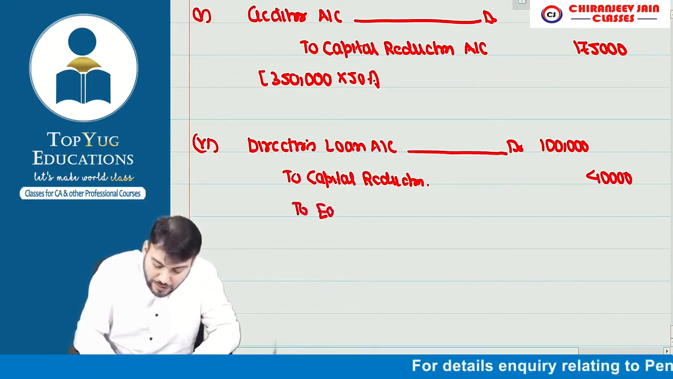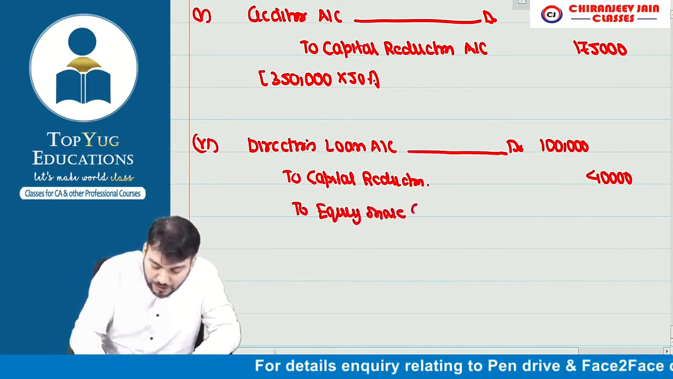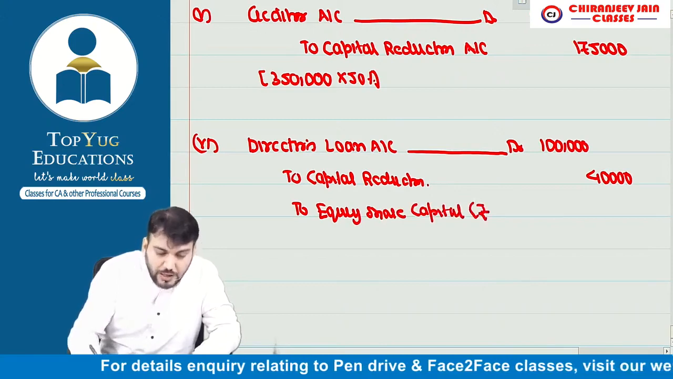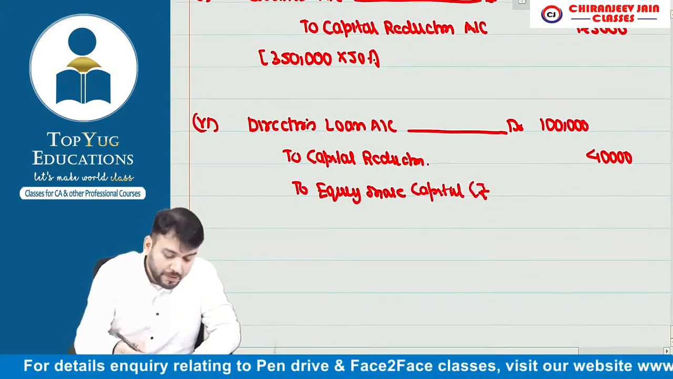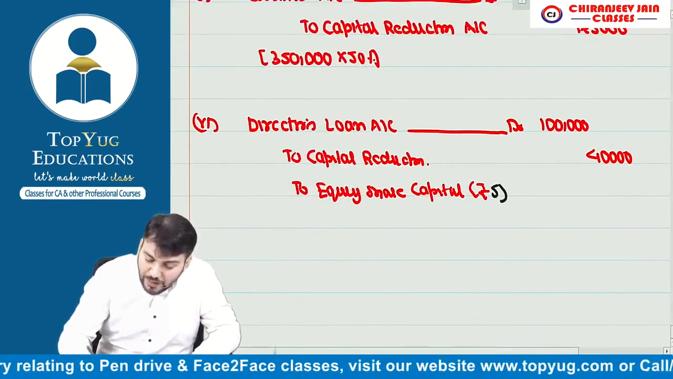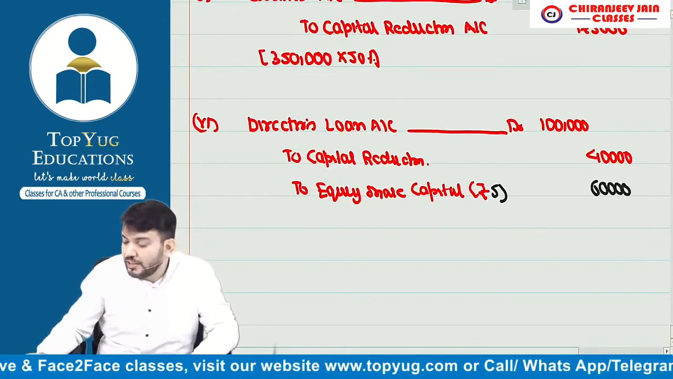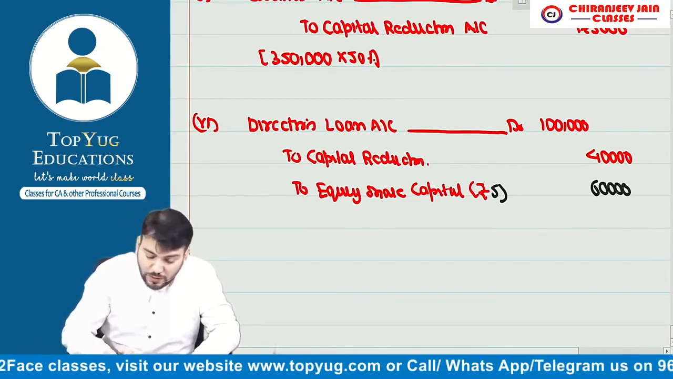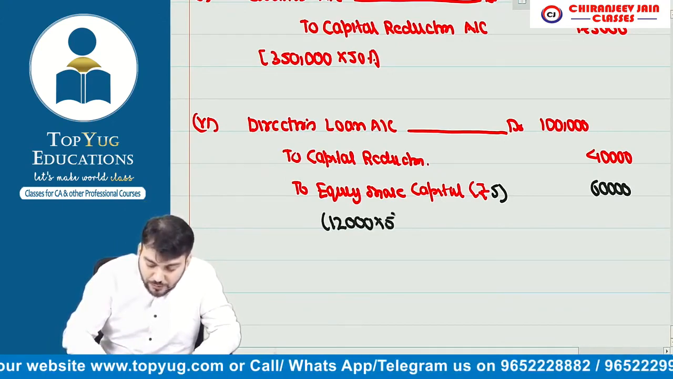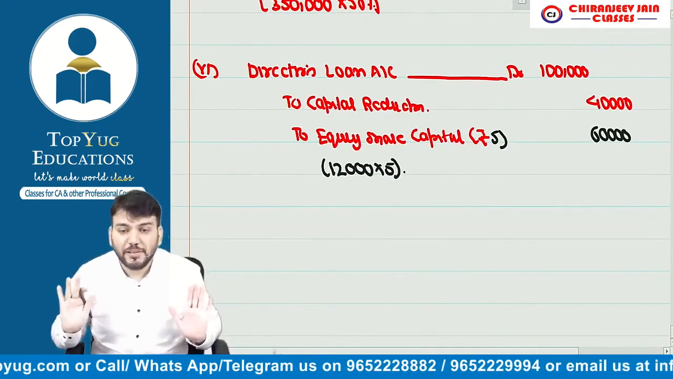But the equity share capital of rupees what? Tell me how much. It will be 5. So after reduction, what is the new face value? Rupees 5. So that is 60,000. So how many number of shares? 60,000 divided by 5 is equal to 12,000. So keep this in mind: it is 12,000 into 5. This also done. Simple.